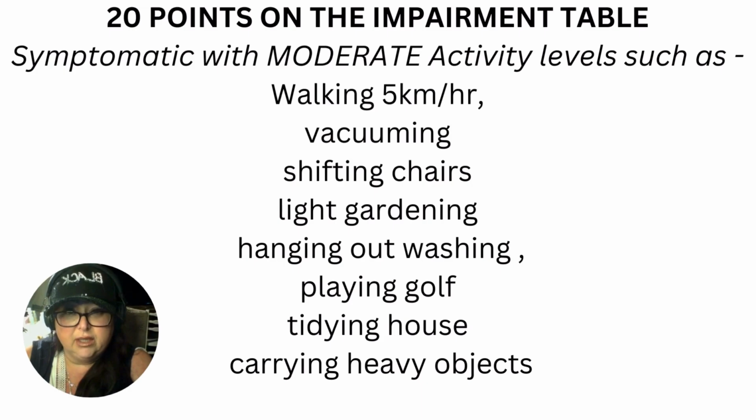And the minimum amount of points that you need to obtain on this table to reach your 20 points means that you need to be symptomatic with moderate activity levels, such as walking slowly, vacuuming, shifting chairs, light gardening, hanging out your washing, playing golf, tidying your house, and lifting and carrying heavy objects. So if you're able to provide the evidence to at least be symptomatic with this moderate activity level, then you have reached your 20 points and you qualify for the disability support pension.